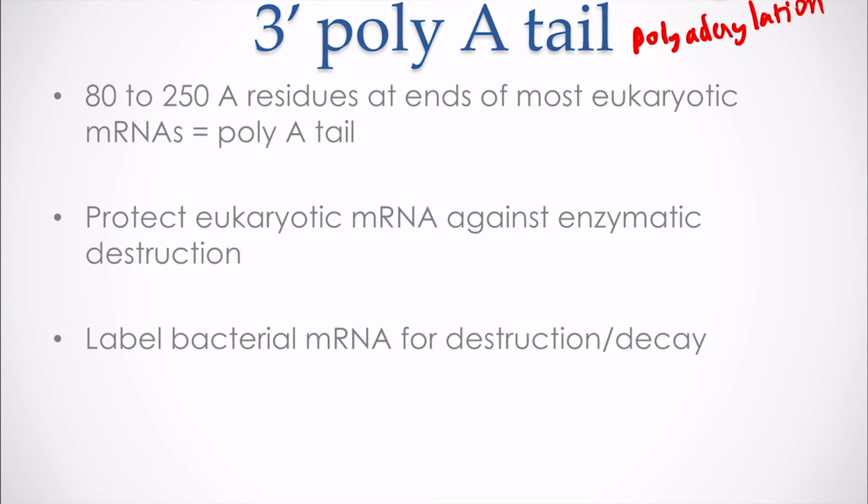And this is going to add adenosine residues at that 3' end. Similar to the 5' end with the cap, this 3' end is there to basically protect the messenger RNA in eukaryotes against destruction. Now, this has an alternative process in bacteria, because polyadenylation will actually target the message for destruction.